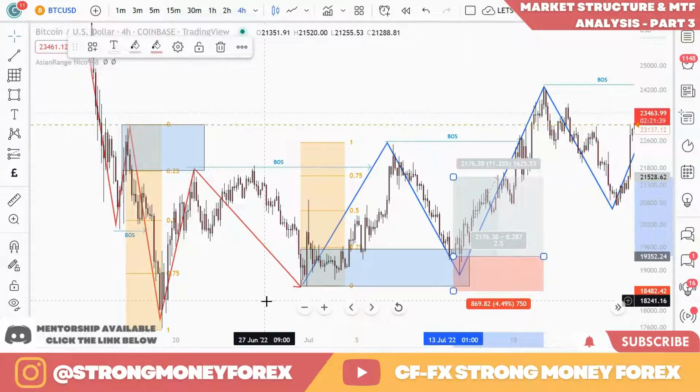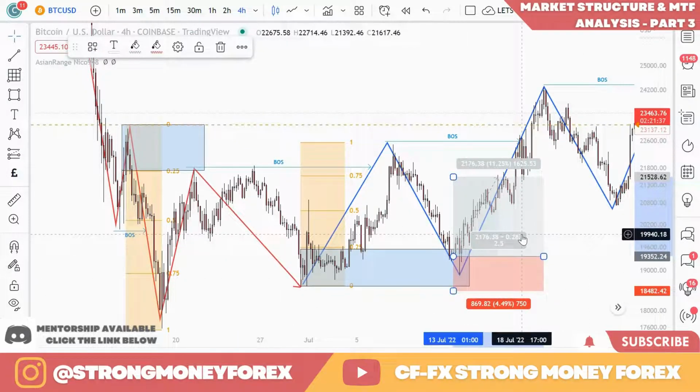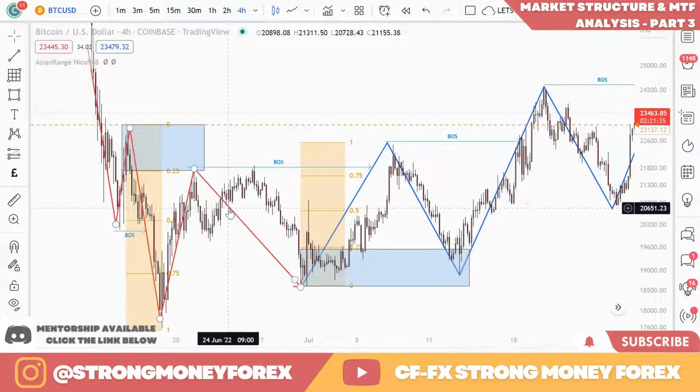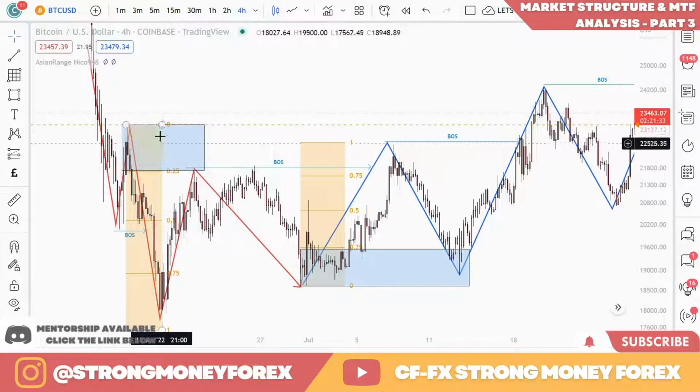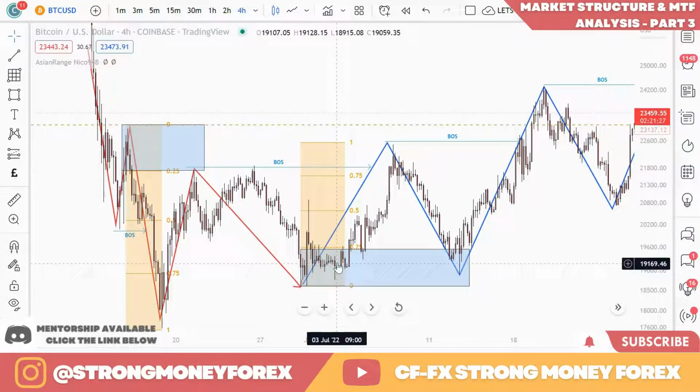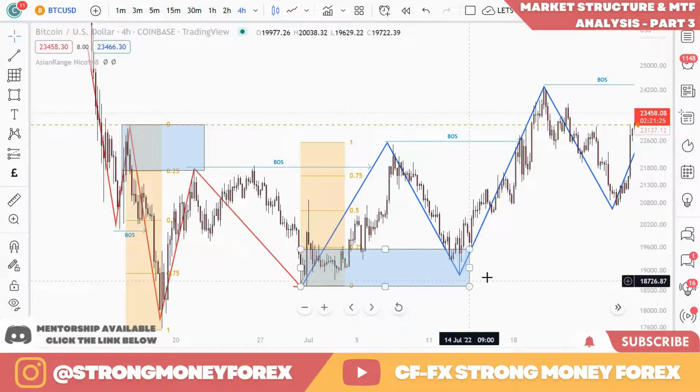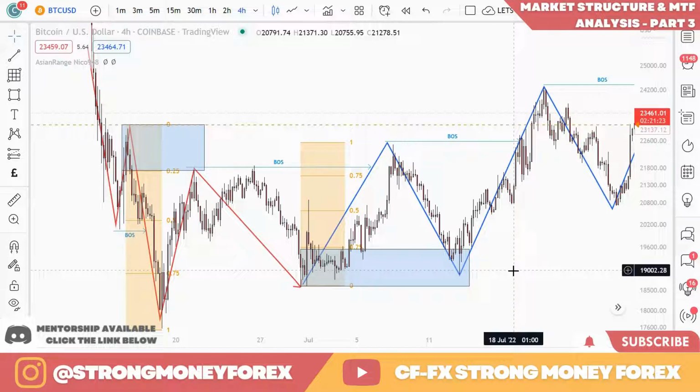So this is what premium and discount is. This is how we use it in our trading. The best value trades in a downtrend are in the premium area, which is the top 25% of a range. And the best value trades in an uptrend are in the discount area, which is the bottom 25% of a range. And that is where the bigger players are going to be pushing the price to in order to get their best value trades, and that's how they make their money.